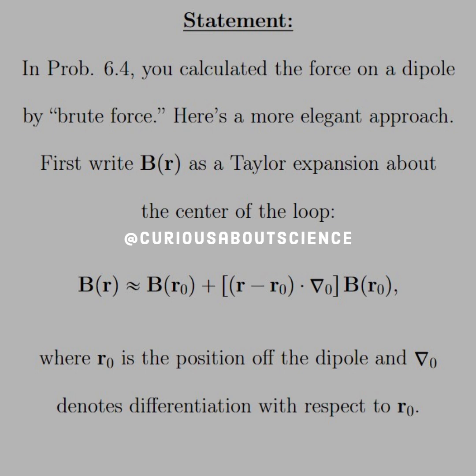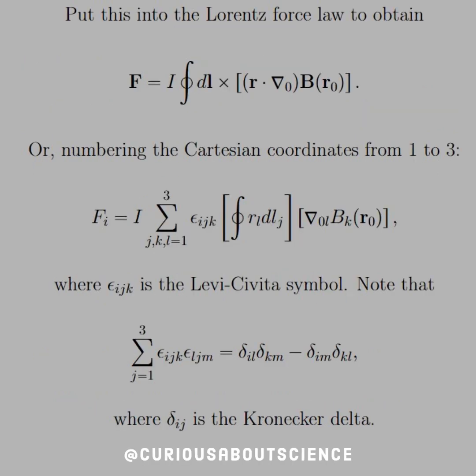So if we do that, we approximate B(r) as equal to B(r naught) plus the difference in the separation vectors times the gradient of the field, or the del operator at the origin point, acting on B at r naught, where r naught is the position of the dipole and del naught denotes differentiation with respect to r naught. Okay, so if we put this into the Lorentz force law, we get this integral here.